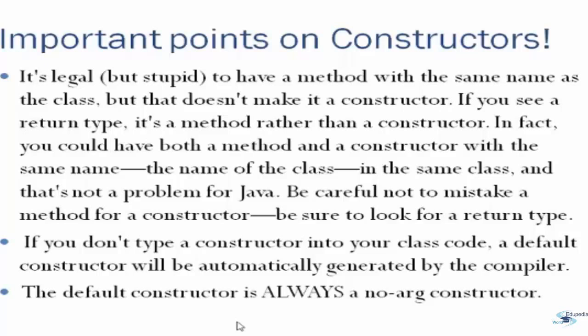Fine. So coming to the next point, if you don't type a constructor into your class code, a default constructor will be automatically generated by the compiler. So this is a point we have already seen. When we haven't created any constructor of the class Product, we were still able to create its object. Fine. So that is due to the default constructor that is given by the compiler.